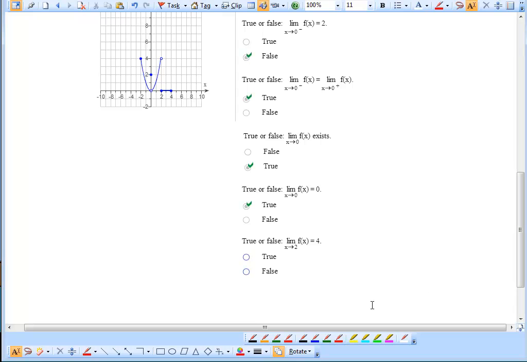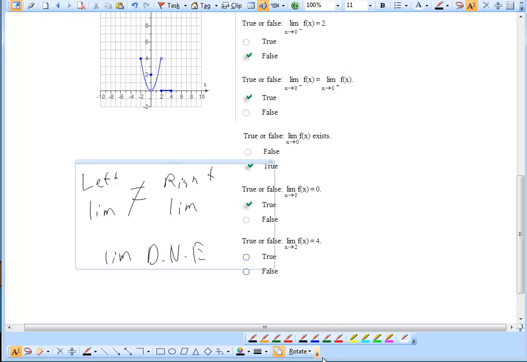If the left and right don't agree, not only is this limit not equal to 4, it's not equal to 0. It doesn't exist, because if your left and your right don't agree, you can think of it this way. If your left limit does not equal your right limit, then that means your limit does not exist. So your general limit, I call it, does not exist. All right, that's the end of number 8.